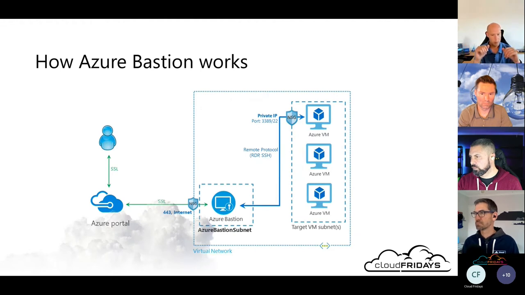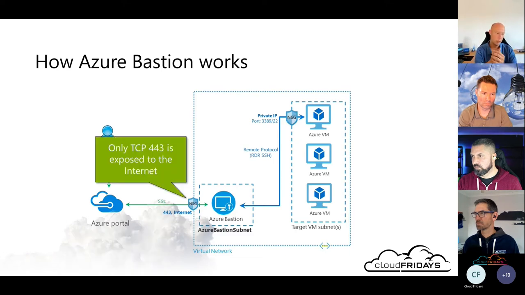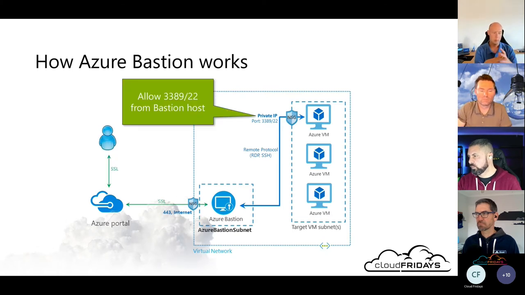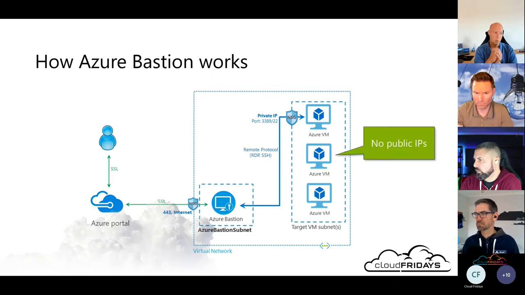How does it work? So you simply start with your VNet, you have your virtual machines, you deploy the Bastion host, it's deployed inside your VNet. You open up port 443 to the Bastion host. That's the only 443 open connection that you require. Everything else can simply be closed, only to the Bastion subnet. And from that point, you open up the NSG to your virtual machines. So the Bastion host needs to be able to connect to your session host using 3389 or 22. And no more public IPs. So you can simply remove all those public IPs and only have one on your Bastion host.